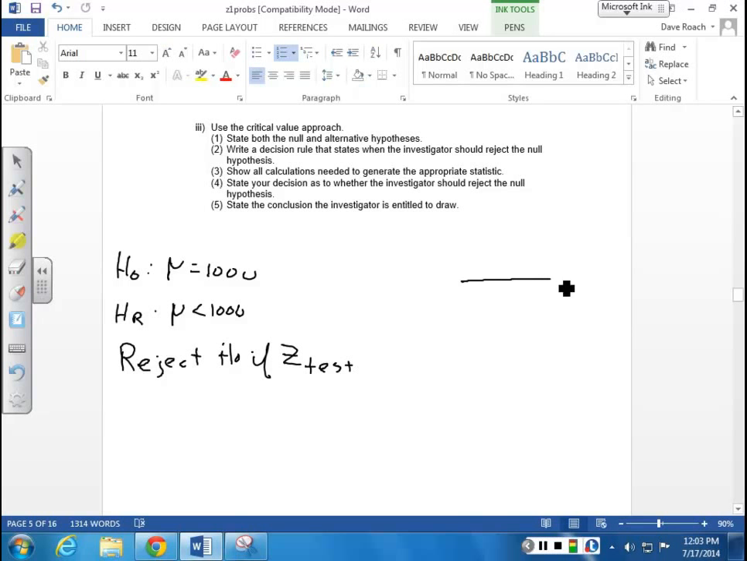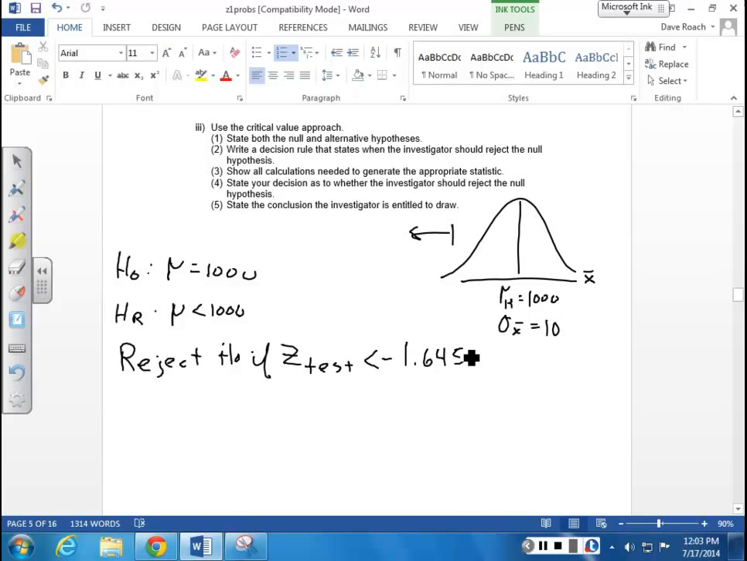I'm going to go ahead and draw the sampling distribution again. We're going to reject H0 when we get too low. So our Z value is going to be a negative value, and we're going to reject H0 when it's lower than that. So this will be less than minus 1.645. So if we're trying to show it's less than minus. And the other problem we were trying to show was greater than. If it was greater than a positive number of standard deviations away.